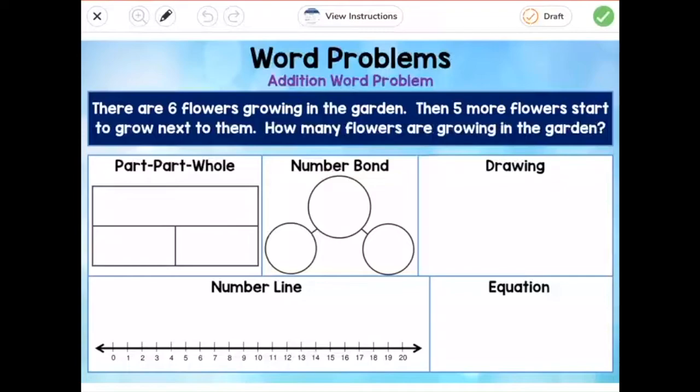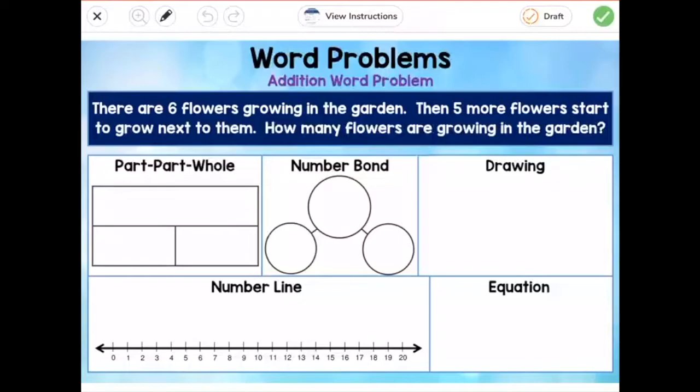My first job is to read the problem. There are 6 flowers growing in the garden. Then 5 more flowers start to grow next to them. How many flowers are growing in the garden? Now looking below, I need to show this part whole, number bond, drawing, number line, and equation.